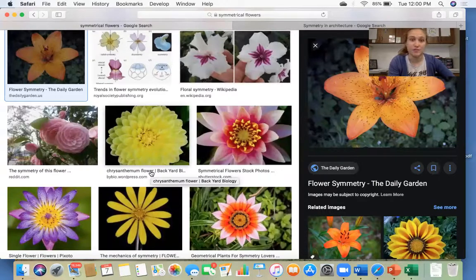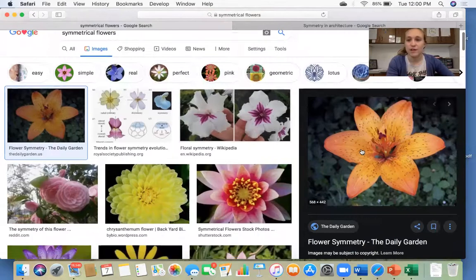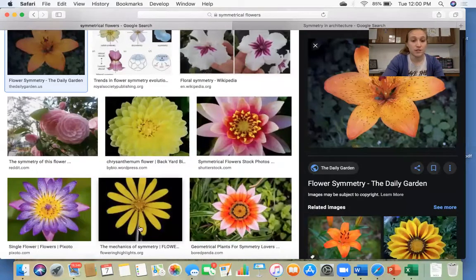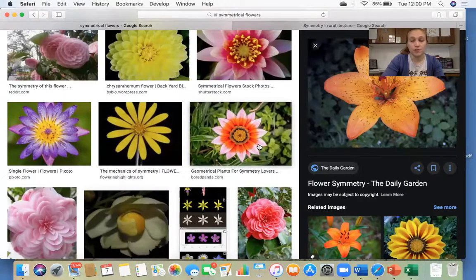Here are some examples of symmetry in nature. Here's a flower. See, if you cut the flower in half, it's got the same on both sides. Any of these really. This one even, this one. So symmetry is also just a balance of things, when you have one side and one on the other side.